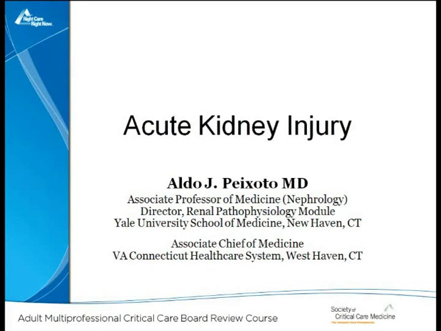So the green button is forward, this is backwards, and this is the pointer.